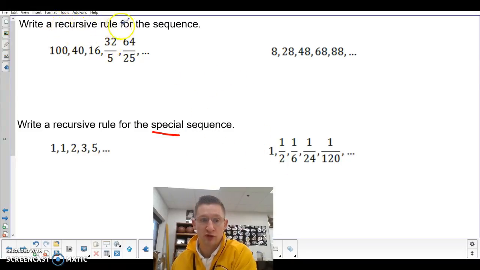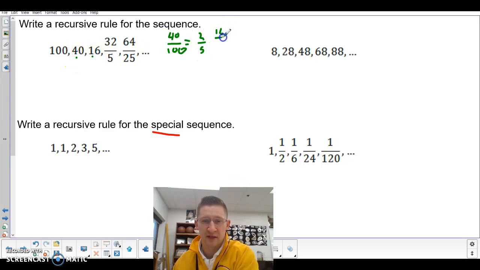Let's try this one. Write a recursive rule for the sequence. 100, 40, 16, 32/5, 64/25. Am I adding something consistently? No, because I'd be adding negative 60 and then negative 24. It's not the same. Am I perhaps multiplying by something consistently? Well, if we were to find a common ratio, perhaps, let's see, if I take 40 divided by 100, simplifying that down, it's going to be 2/5. Now, if I did this, 16 divided by 40, do I get the same thing? 8 goes into this twice and this 5 times, so hey, 2/5 again. So 2/5 must be my common ratio.